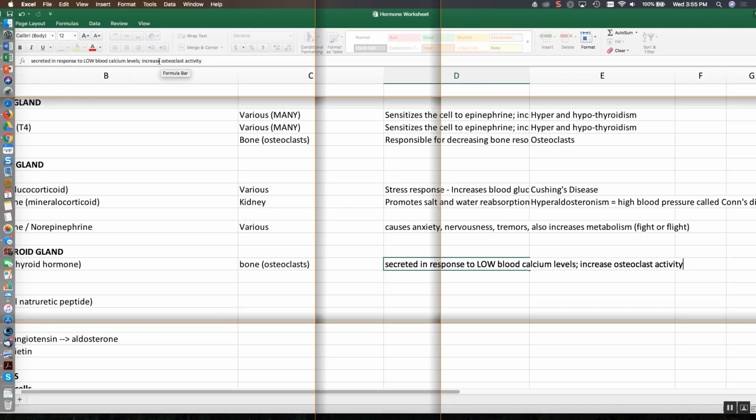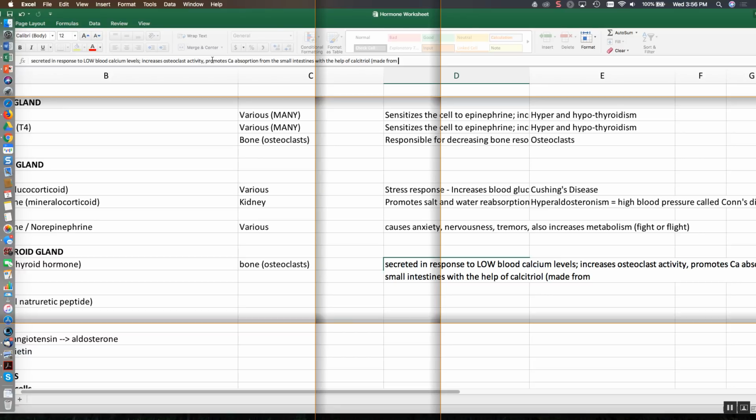What else does it do? Increases osteoclast activity, promotes calcium absorption from the small intestines with the help of calcitriol. Calcitriol, remember, that's made from vitamin D.